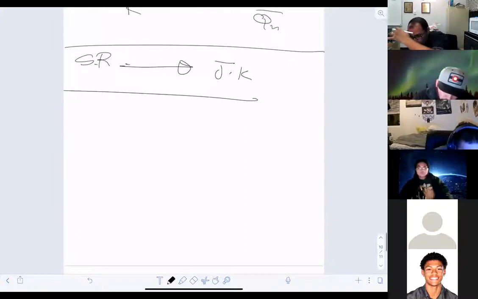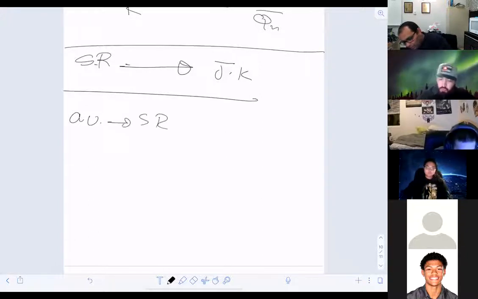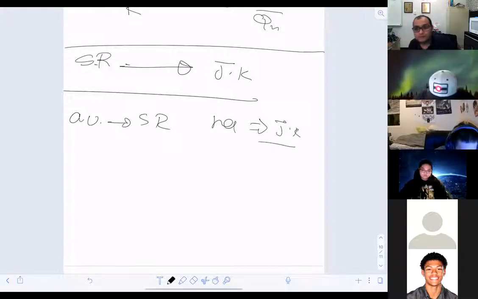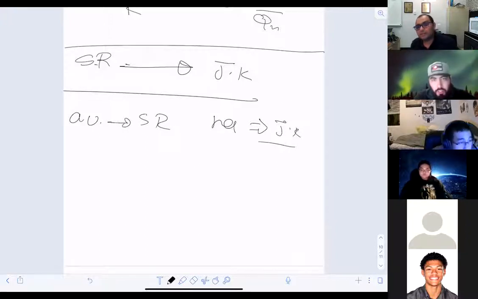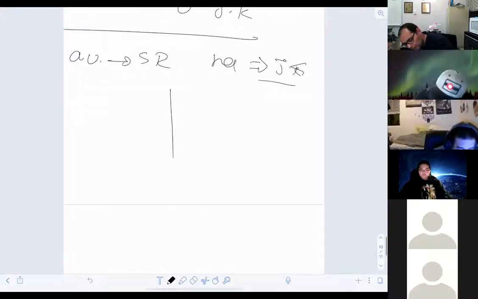Anyway, so if I go in there, I say my available is SR, my required is JK. So what is the next step we said? We're going to make what? The required characteristic table? Yes, for the JK.